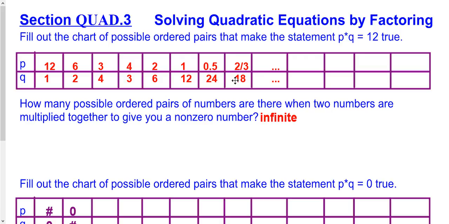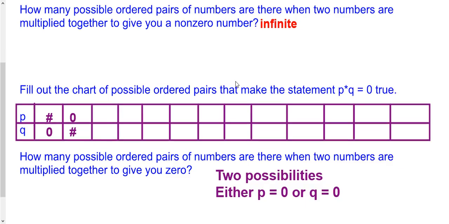So solving by factoring takes advantage of this technique of having it equal to 0. So when we're solving by factoring, we want to have it set equal to 0 so we can use this technique that either the first number is 0 or the second number is 0, versus having it set equal to something else and having infinitely many options.